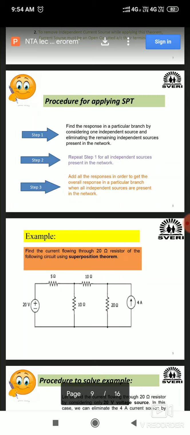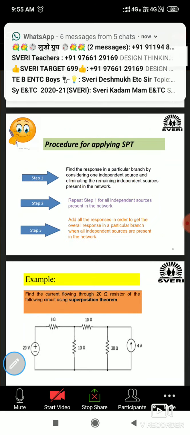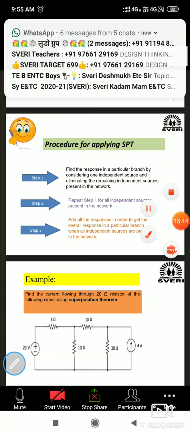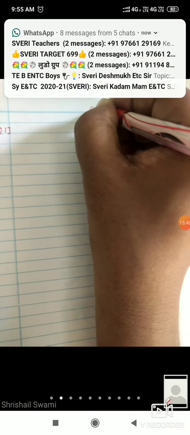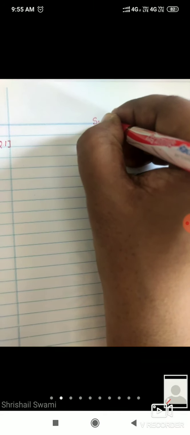Do you understand? Okay, now next one, we will solve one example. So this will be somewhat typical example, whatever I have shown here. So we can solve one simple problem, we will solve one simple problem before this problem. Okay, so I will move to that problem. Okay, now I will write the question here. So I will give the heading superposition theorem.